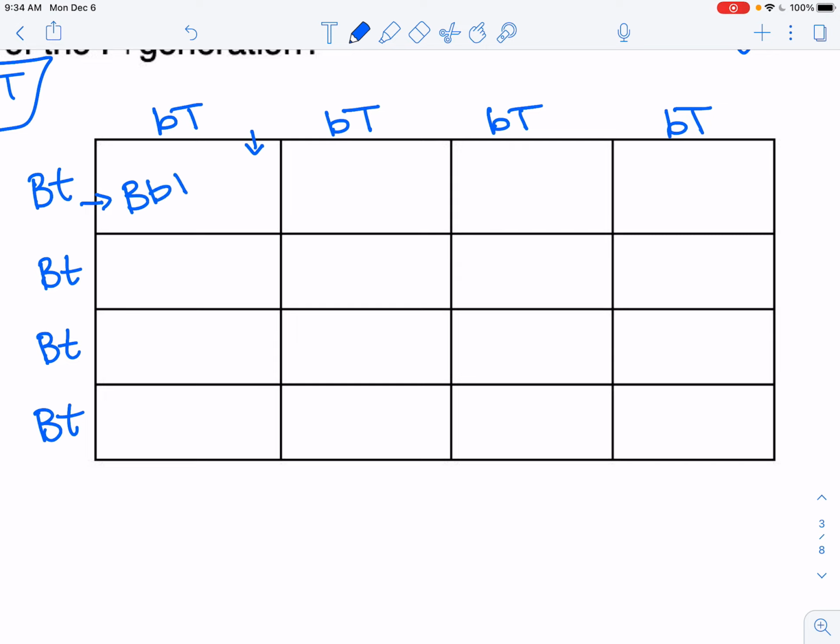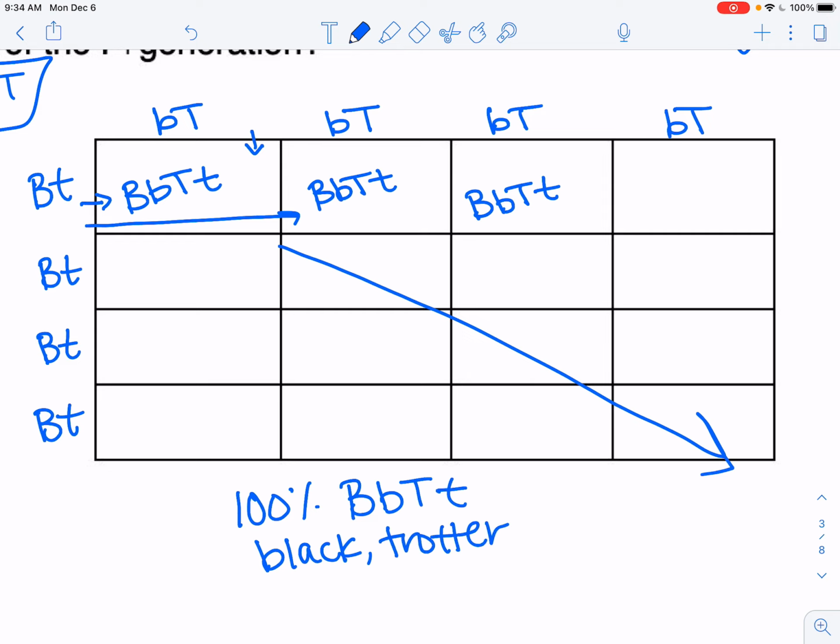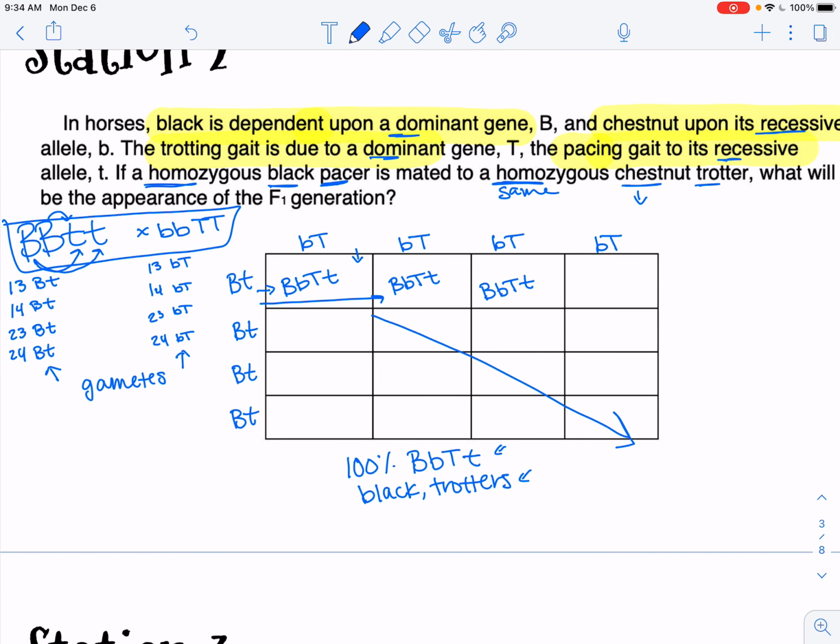Big B with a little b, a big T with a little t. Then they're going to continue to come over this way. So we're going to have the same thing in this square here. As you can see, every single square is going to have the same information. So at this point, I would just draw an arrow across and say they're all going to be the same. They're going to be 100% big B, little b, big T, little t, which means that they are going to be black trotters. So that tells me my genotype and my phenotype. It just wants to know the appearance, so it wants to know the phenotype, so 100% black trotters. And that question is done.